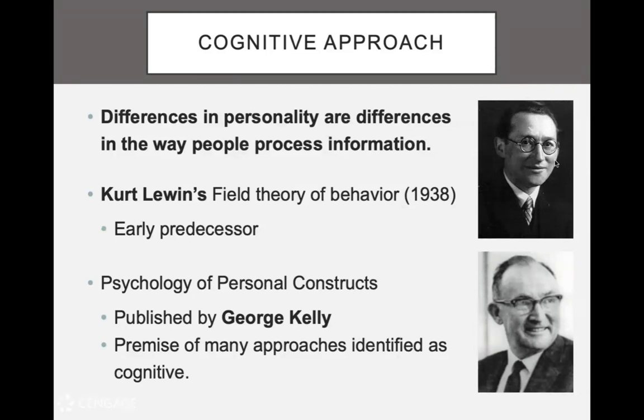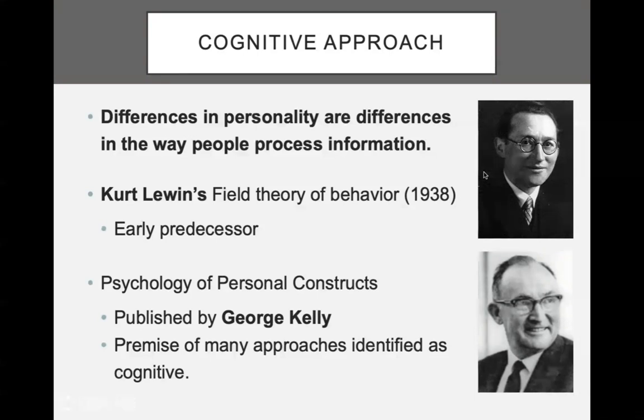And the basic crux of the cognitive approach is that differences in personality are differences in the way people process information. Cognition is processing of information. It's our thoughts, how our mental processes work. And so the essence of personality differences amongst people is based in how people process information.